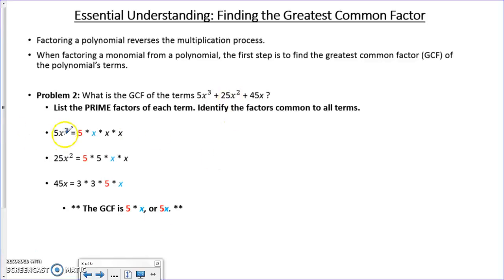So the first term is 5x cubed. That simplifies to 5 times x times x times x. Do that for 25x squared and 45x, and you see that they have 5 in common and 1x in common. So the GCF of this polynomial is simply 5x.